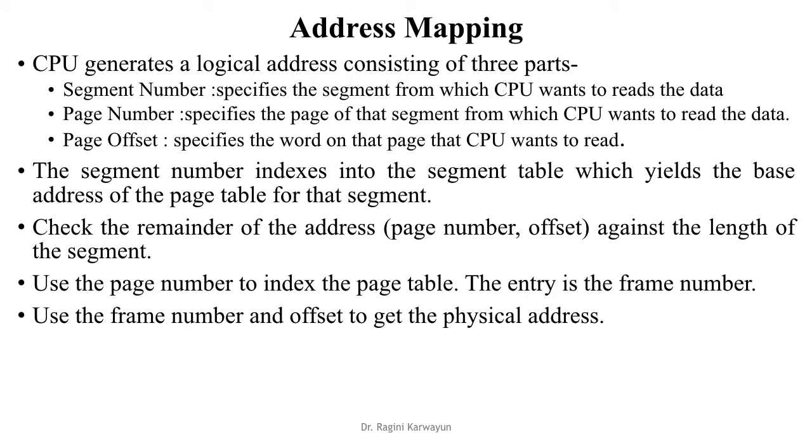So how is this mapping performed? The segment number indexes into the segment table, which yields the base address of the page table for that segment. We check the remainder of the address, which consists of the page number and the offset, against the length of the segment, and then we use the page number to index the page table. The entry is the frame number, and we use the frame number and offset to get the physical address.